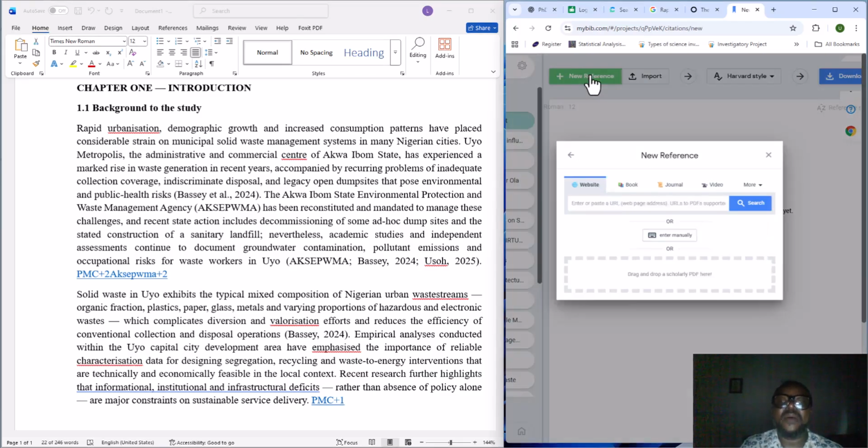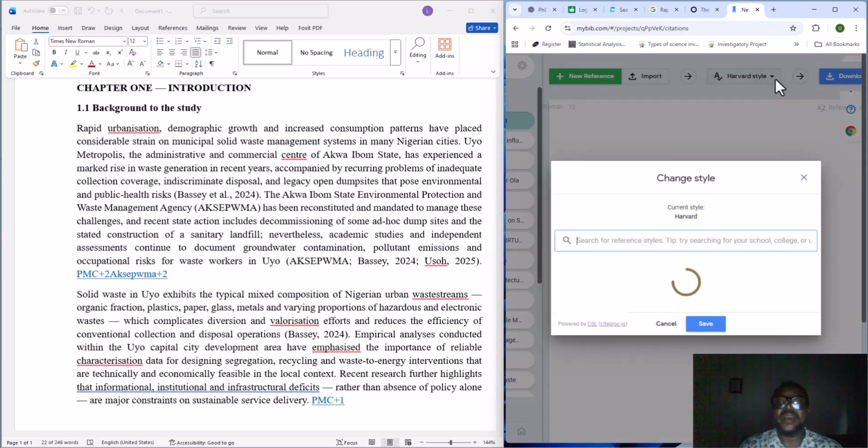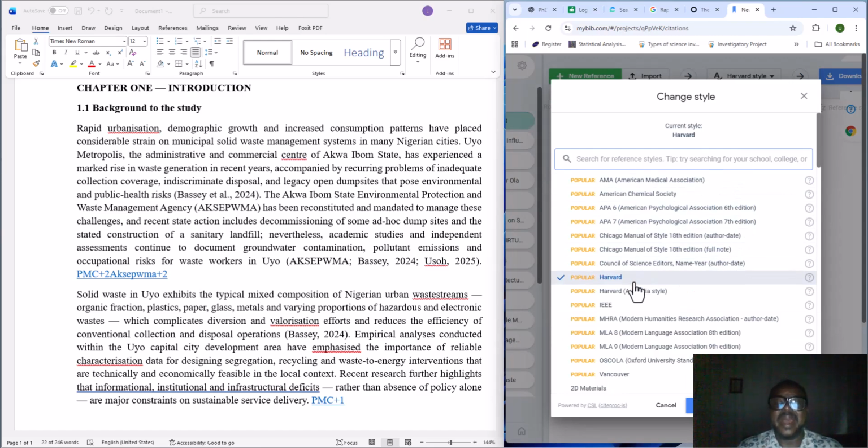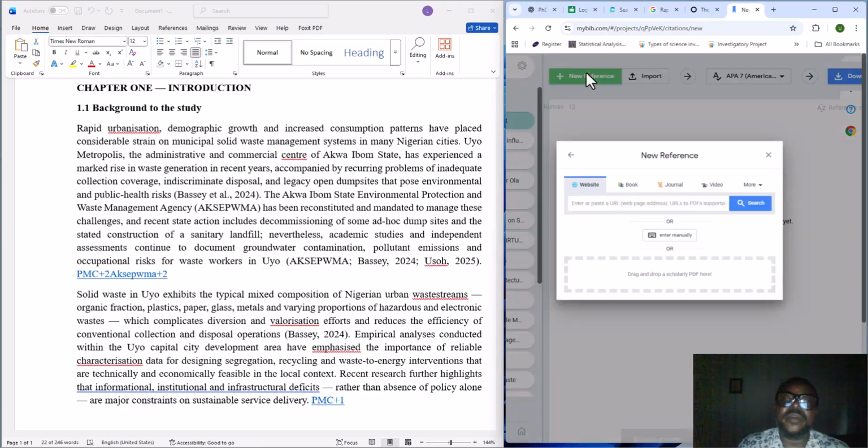And I want to add my references, but we want to select the type of style that we are going to use in this reference. You could use Harvard, depending on your institutional requirements, but I advise here that we use ACA 7th edition. If you click on ACA 7th edition, as I have just clicked, and you save, that will make every reference that comes into this reference manager to be ACA 7th edition. So what next? New reference.